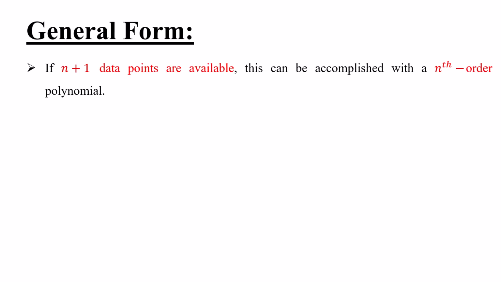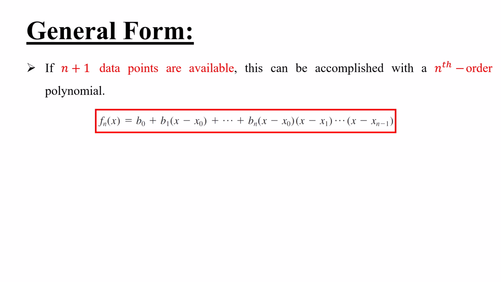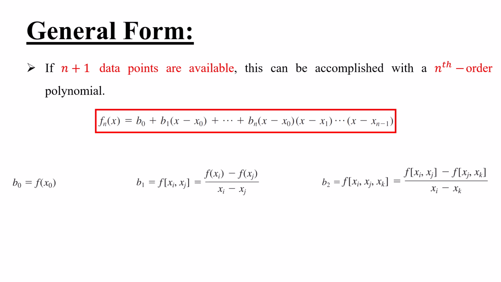Now general form, for n plus 1 points we have nth order, so we can write this general form of the equation. Okay. Now here we know B0 is this, B1 is this, similarly B2 is this, and Bn is actually between xn and x0, and that involves xn to x1, then n minus 1. So this is the main formula that we have for Newton divided difference interpolation.